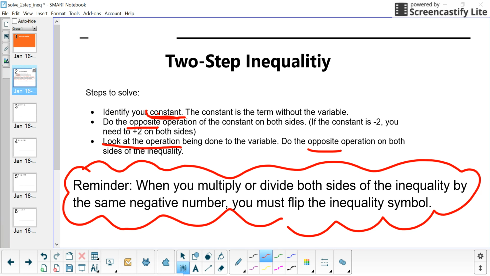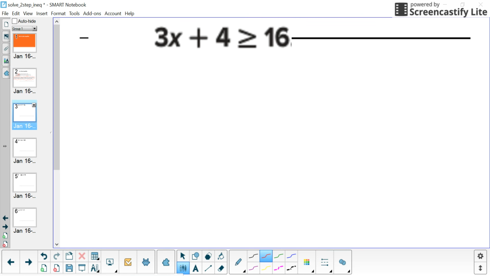All right, let's get started. Here is our first example. We have 3x plus 4 is greater than or equal to 16. The first thing that we're going to do is identify our constant, which in this case is plus 4. It is the term that does not have a variable. So the term without the variable here is this plus 4.